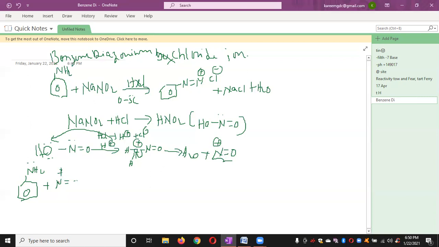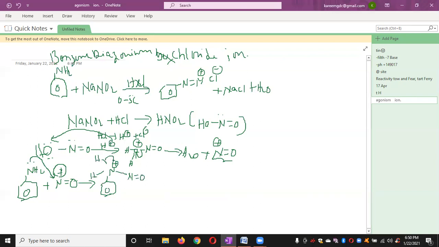Okay, now this nitrosonium ion is an electrophile, and this is the lone pair of electrons, and it acts as a nucleophile. It donates its lone pair of electrons to the nitrosonium ion, so thereby a new nitrogen-nitrogen bond is formed, and at the same time nitrogen acquires a positive charge. So this is NH2, and now a new bond is formed between the two nitrogen atoms.